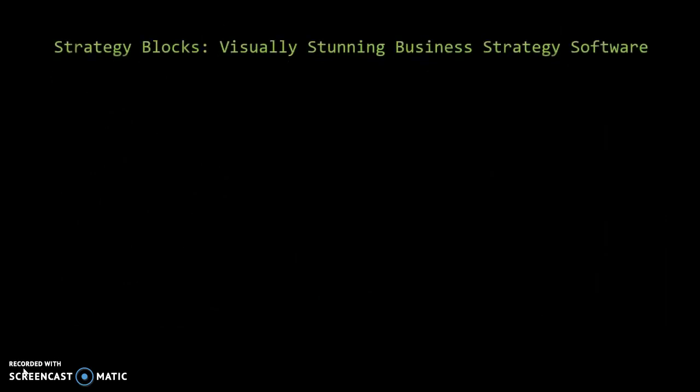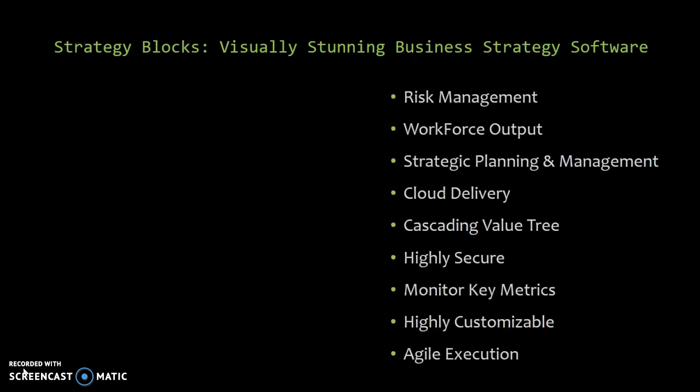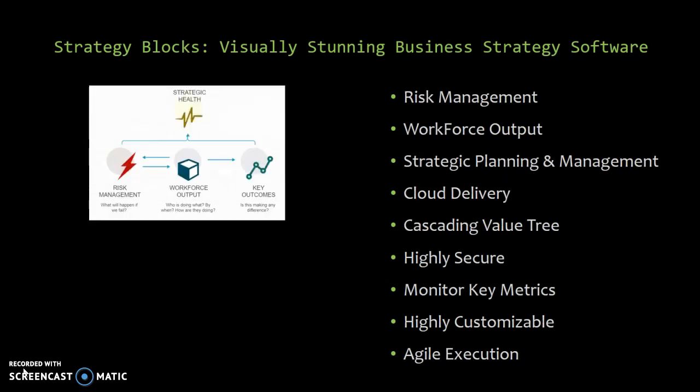The second option, Strategy Blocks, with the visually stunning business strategy software. They have risk management options. You can show your workforce output. There's strategic planning and management. You can see the health of how your strategy is. There's cloud delivery. So again, you can send any of your output, like a diagram, to anyone, anywhere, through the cloud, and it's secure.